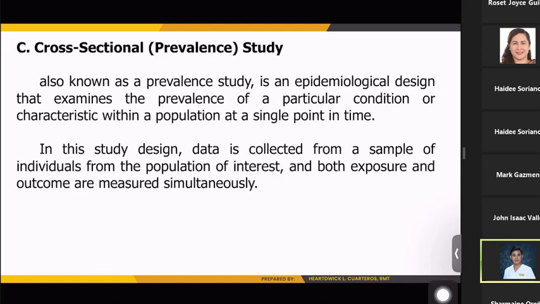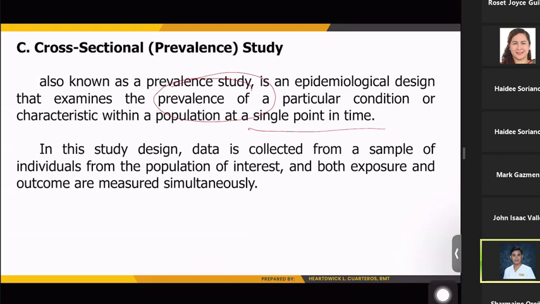Next, we have also cross-sectional. Your cross-sectional study is also called your prevalence study. It is an epidemiological design that examines the prevalence of a particular condition. That's why it is called a prevalence study. The main point here is that we use this to examine the prevalence of a certain health phenomenon or condition in a certain community at a single point in time. From the words, single point in time.